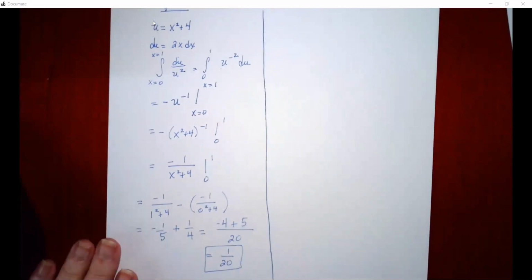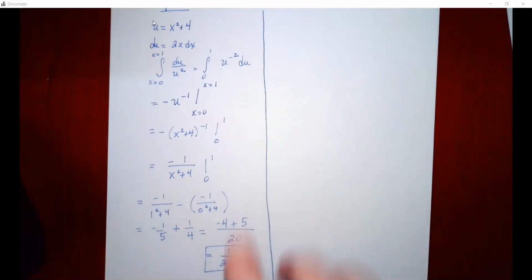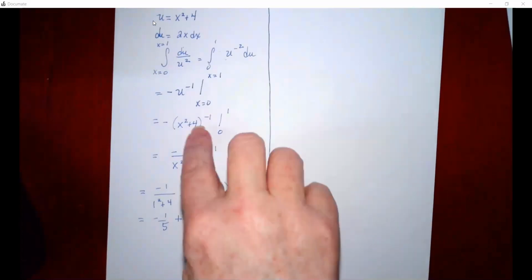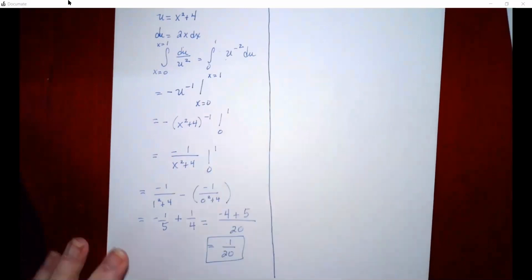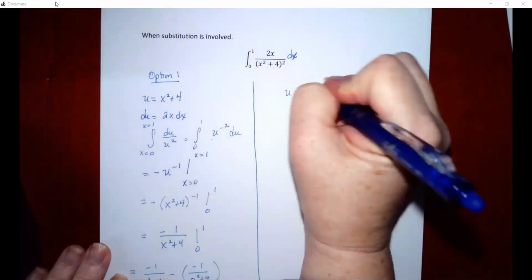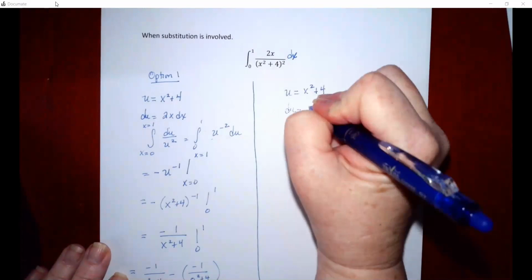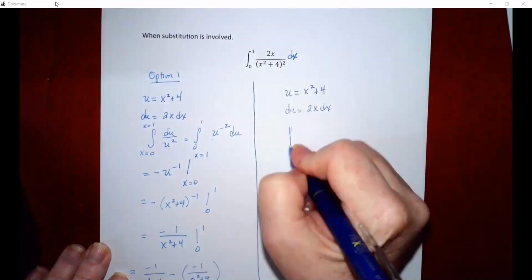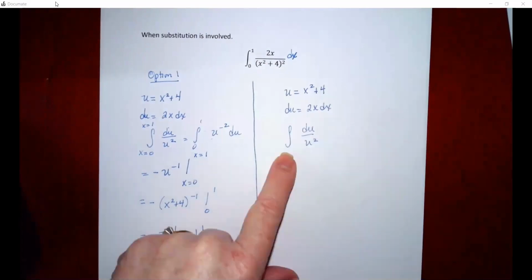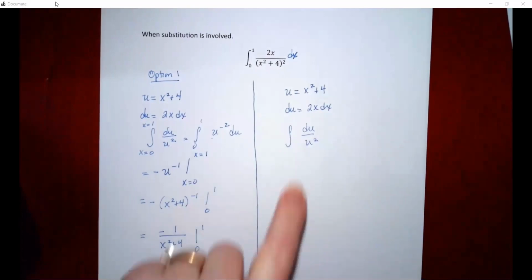There is another option though, as far as it all depends on when you plug your limits in for u. Here, we did it similar to what we've been doing with indefinite integrals and waited until the very end and replaced u with what it was in terms of x. The other option is up here when you say, okay, if u is equal to x squared plus 4 and du is equal to 2x dx, and we get the integral of du over u squared, we can also go ahead and plug our limits into u here.